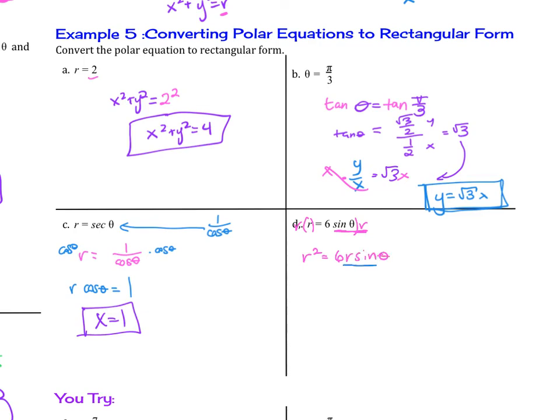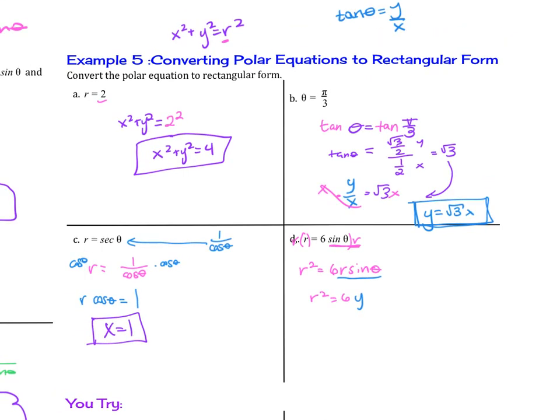Now this r sine of theta, what does that equal? R sine of theta equals y. So now we have r squared equals 6 times y. Now looking at r squared, what does r squared remind us of? R squared reminds us of this equation here. So now we have x squared plus y squared, and that equals 6y. Now let's move everything to the left side. So let's subtract 6y from both sides. When we do that, we're looking at x squared plus y squared minus 6y equals 0.